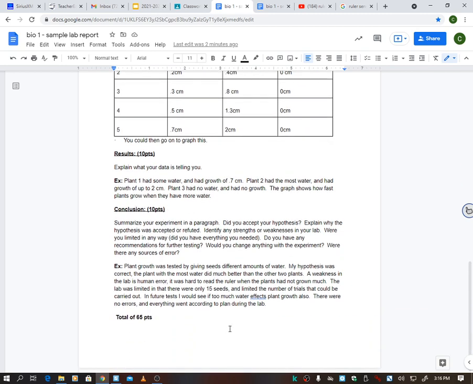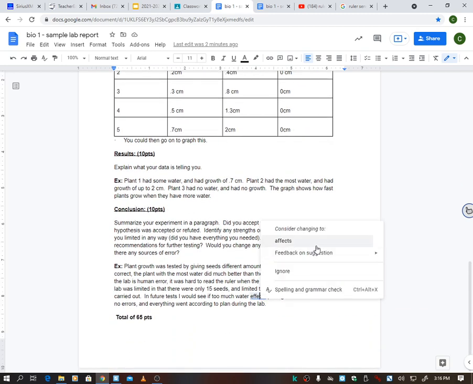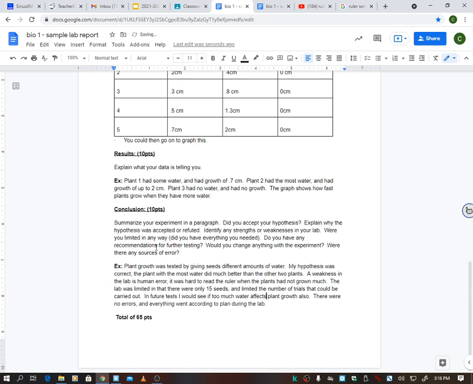This is where people tend to lose the most points, and that's just because there is a lot going on. You've got to summarize your experiment. Plant growth was tested by giving seeds different amounts of water. Did I accept my hypothesis? My hypothesis was correct. The plant with the most water did much better than the other 2 plants.